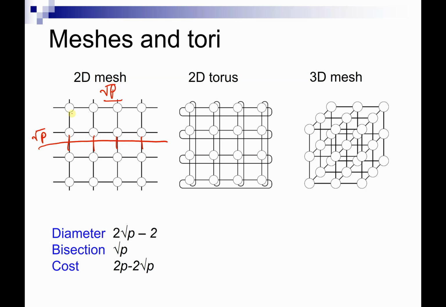So the cost is basically, you see that for every processor, you can associate 2 links with that processor. And some of these processors at the edge, you only associate 1 link with those processors. So if you do a bit of math, you can see that the total number of links in this 2D mesh is something like 2 times p minus 2 times root p.